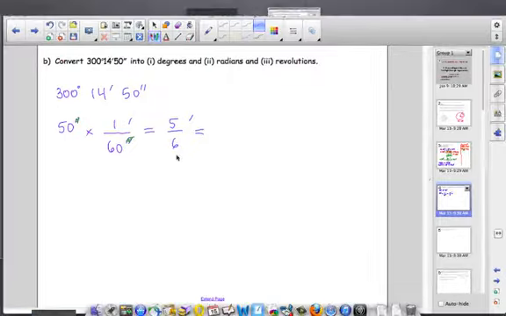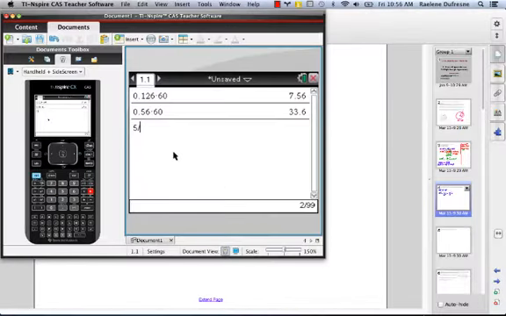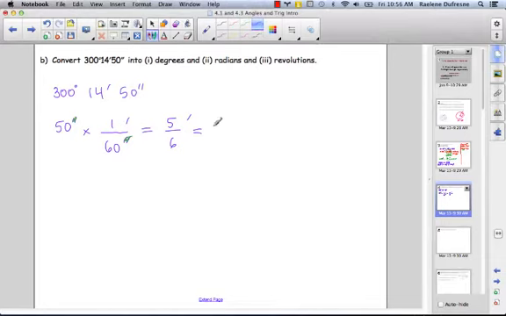And when we do this, we see 5 divided by 6 with a decimal point will give me a decimal straight away. And let's keep maybe 3 decimal places for now. So we have 0.833 minutes. So now so far we have 300 degrees and 14.833 minutes. And we want to take the minutes part and convert it into degrees or hours.